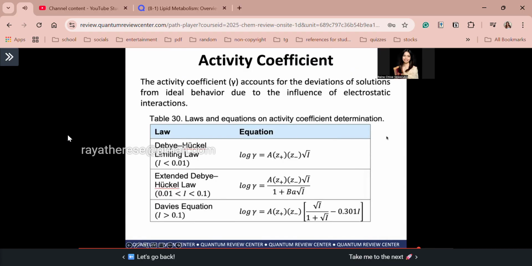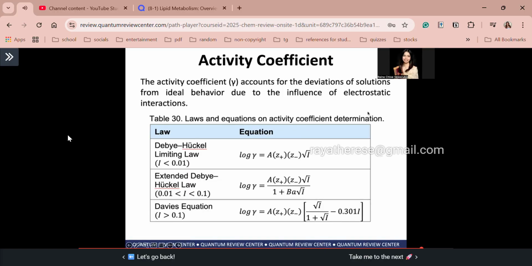Next, activity coefficient. Gamma accounts for the deviations of solutions from ideal behavior due to the influence of electrostatic attraction. Remember, ideal solutions do not form ions in solution. However, non-ideal solutions form ions called electrolytes, so we have to take those electrolytes into account. We can take that into account through the ionic strength, in order for us to determine the influence of electrostatic interactions between the ions.